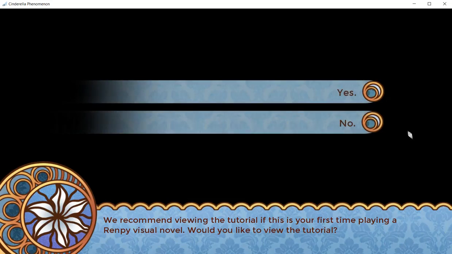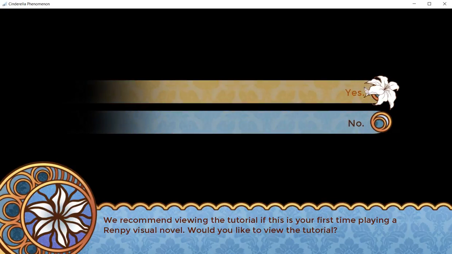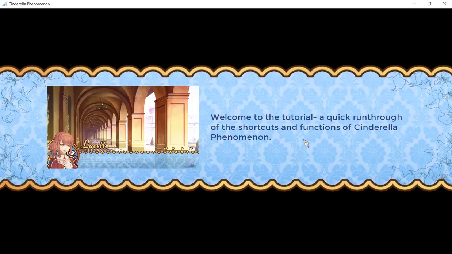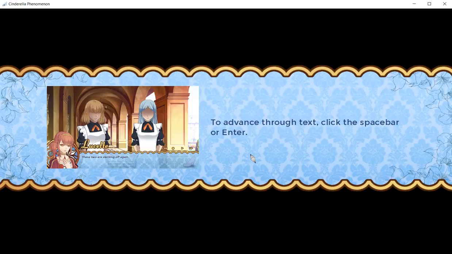Start. View the tutorial. Sure. Tutorial.